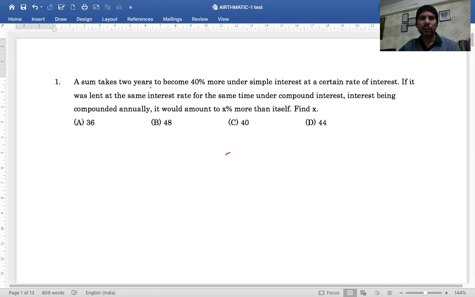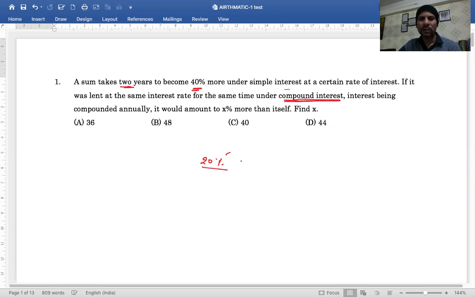A sum takes 2 years to become 40% more under simple interest. So we can see in 2 years the sum is increased by 40%. So we can say the interest is 20% per annum because in 2 years the interest is 40%. If this was lent at the same rate of interest for the same time under compound interest, the rate they are saying is the same and the interest is compound.